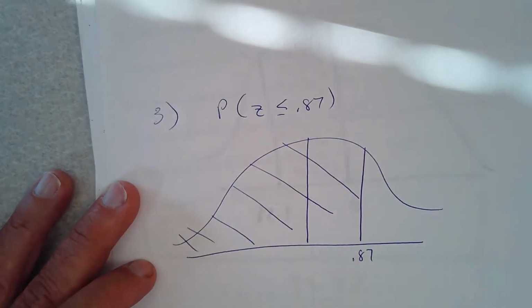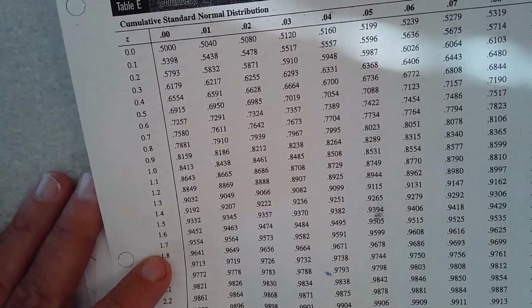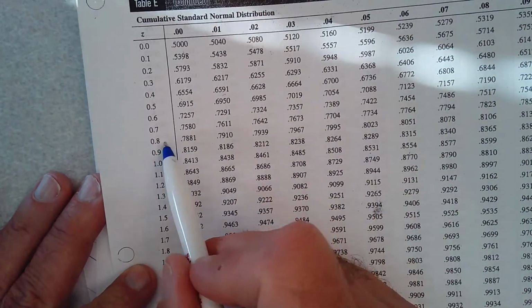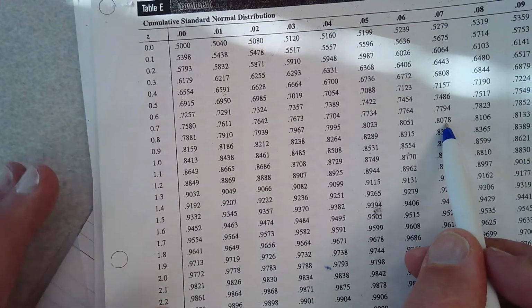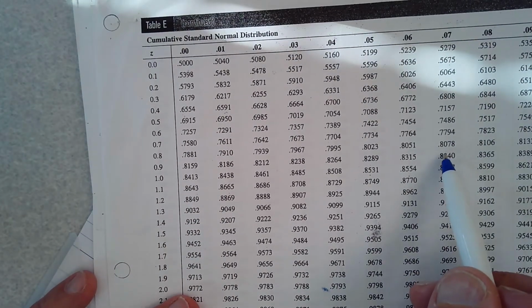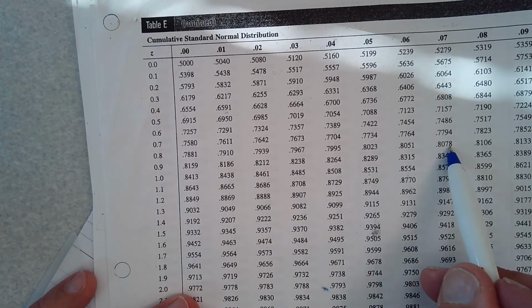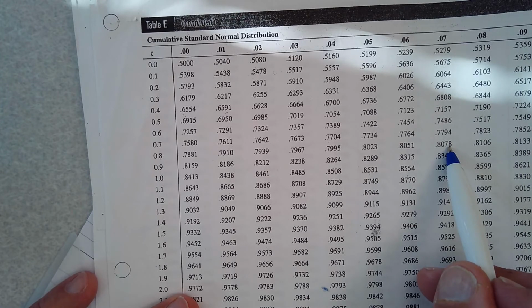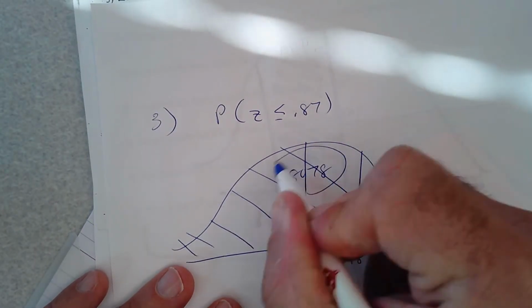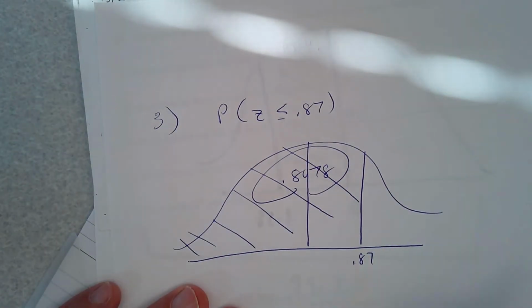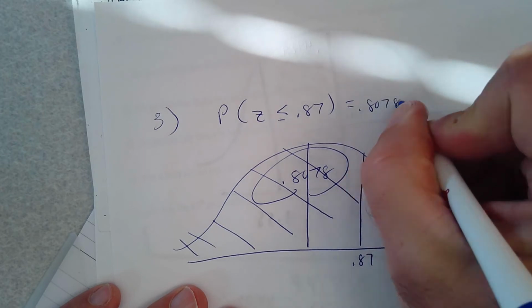Anytime we want to find the area to the left, we just look up the value in the table. So 0.87 is going to be 0.8078 when I look that up. Again, I find 0.8, I go across till I get to 0.7. 0.8078, that's my answer. That's the area to the left. Less than is always the area to the left. So that would be my probability.